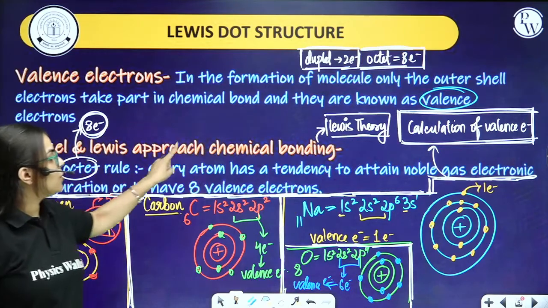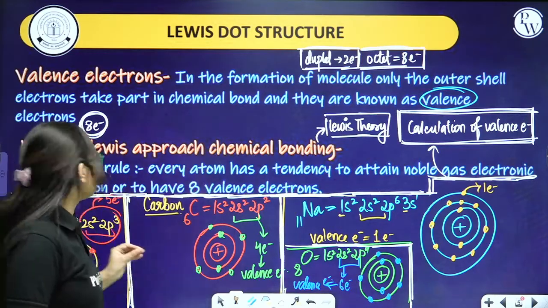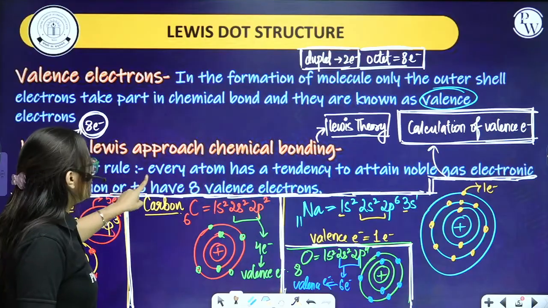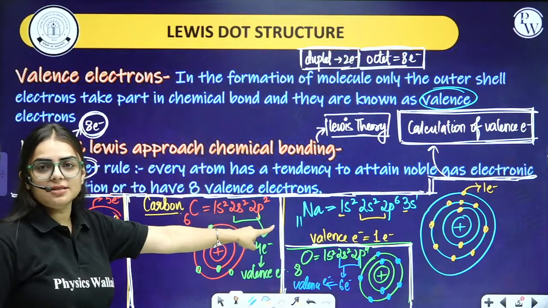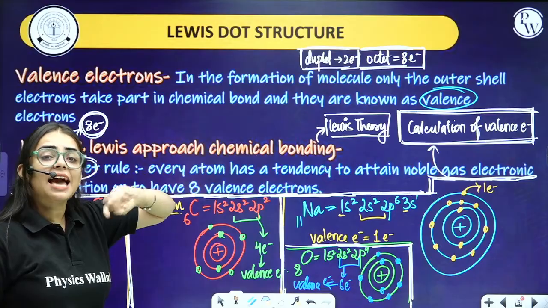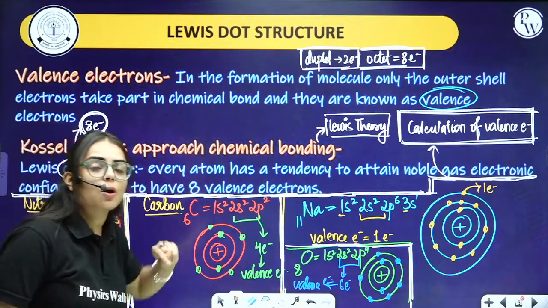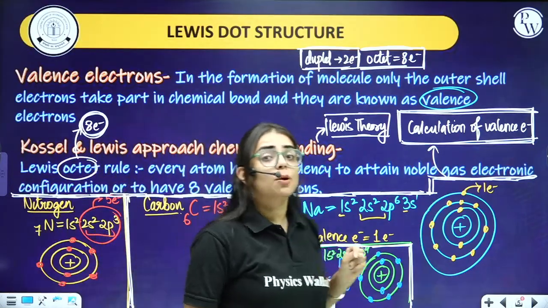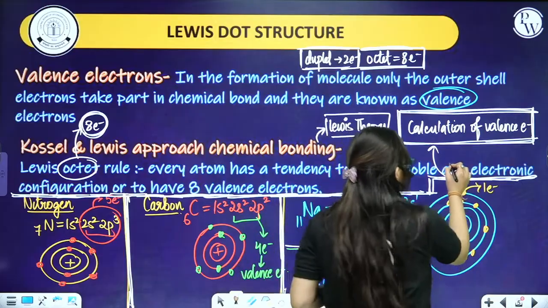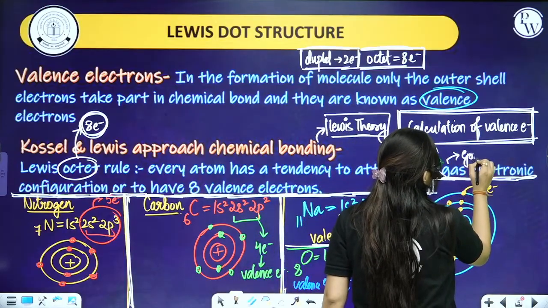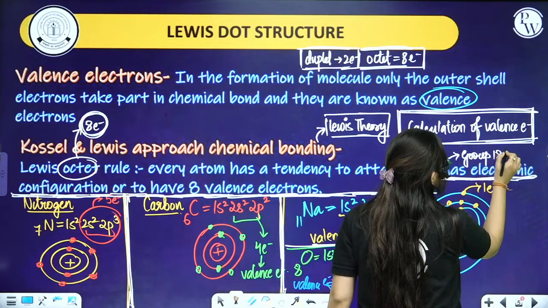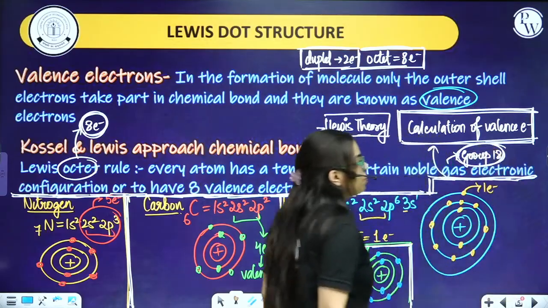Now come back to this. Kossel and Lewis approach to chemical bonding. What does it state? It states the Lewis octet rule: every atom has a tendency to attain the noble gas electronic configuration. What are the noble gases? Which group? Group number 18.